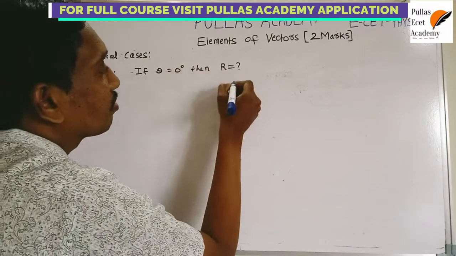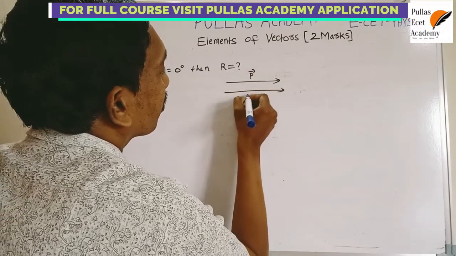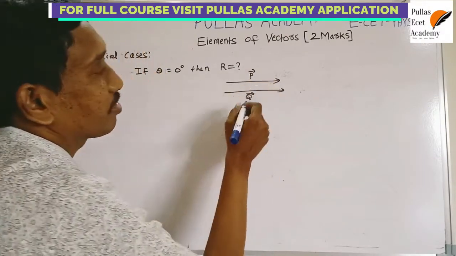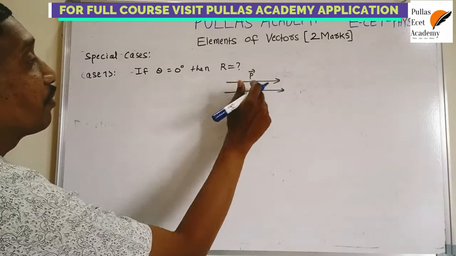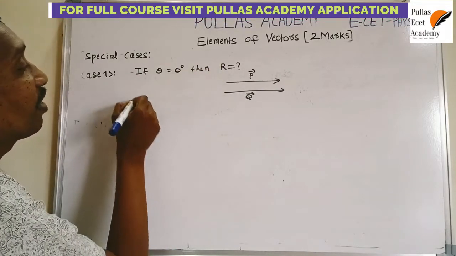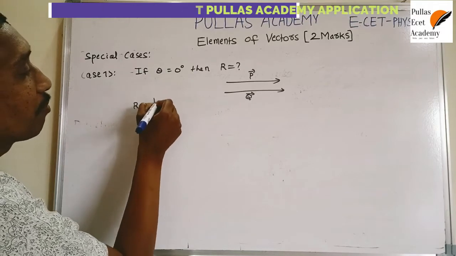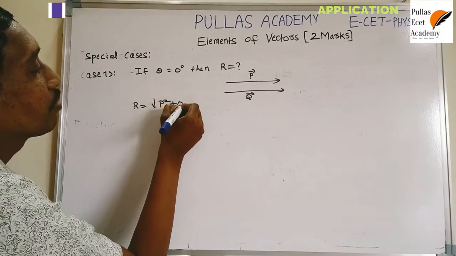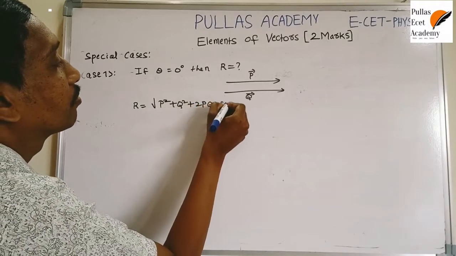So theta equal to 0 degrees means this is the P bar vector, and suppose this is the Q bar vector. These two are parallel vectors. If the directions of two vectors are the same, they are parallel vectors. If you are given two parallel vectors, how can we find the magnitude of the resultant vector? The general expression, based on the parallelogram law of vectors, is R equals the square root of P square plus Q square plus 2PQ cos theta. This is the formula.